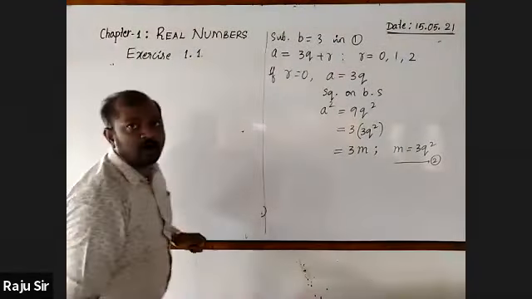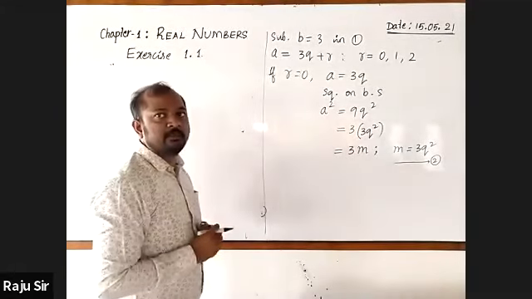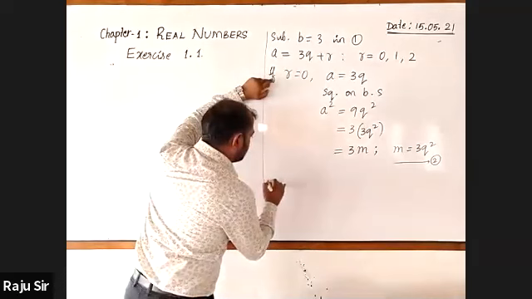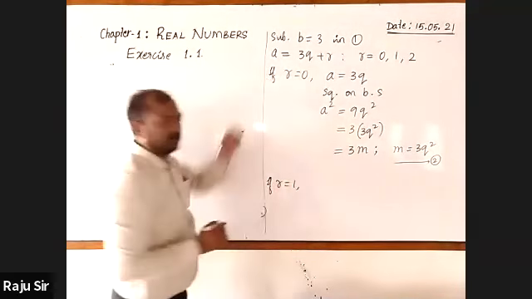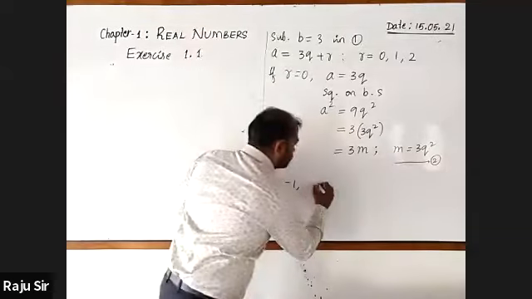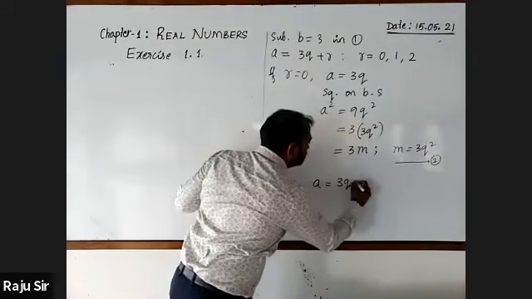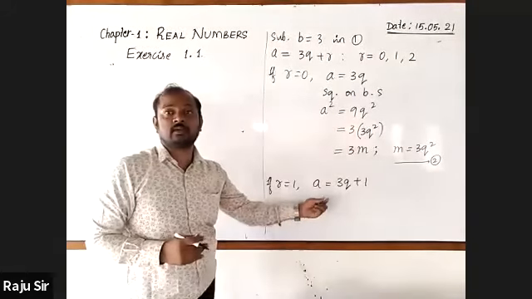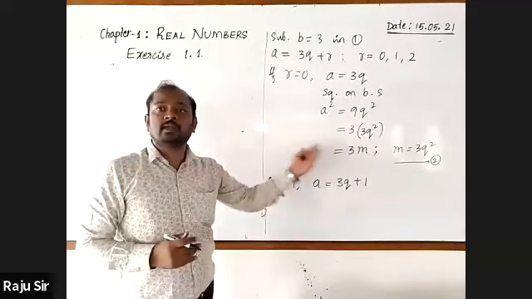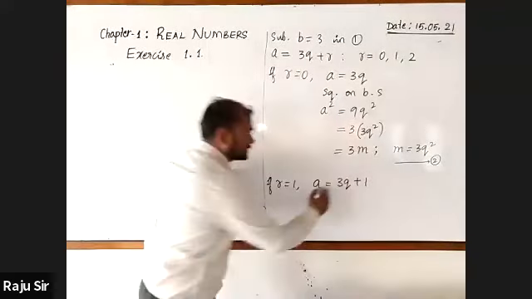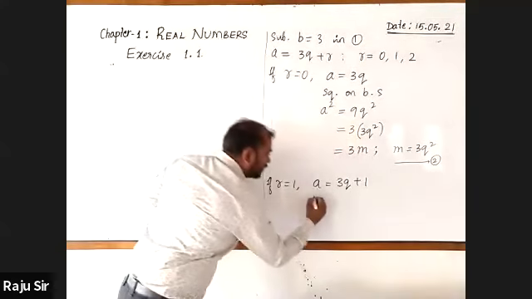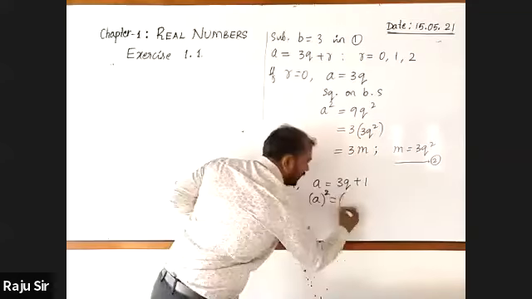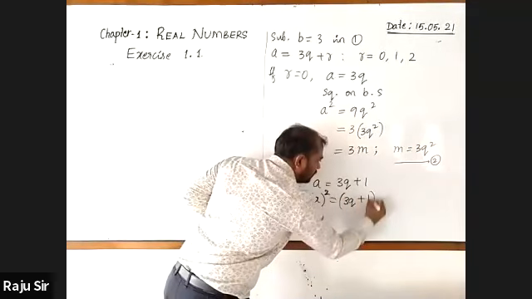Let's see what happens if r equal to 1. Now this time, please start writing it. If r equal to 1, it will be a equal to 3q plus 1, right? But we want the square of that positive integer. Again, you can go for squaring on both sides. I'm not going to write these words, only the first time it is enough. Here I'll write a whole square equals 3q plus 1 whole square.